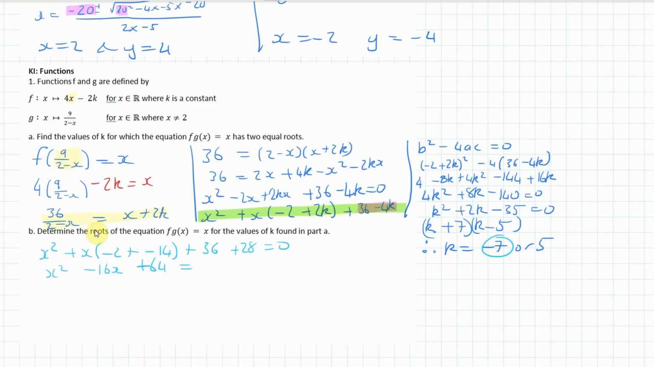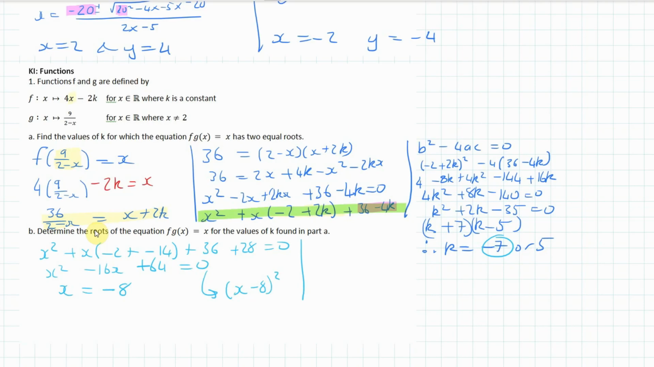64, and you can see that this is x equals negative 8. You can see that this is just one of those.